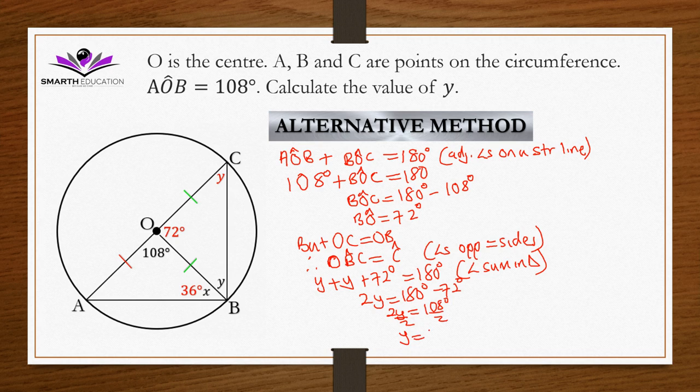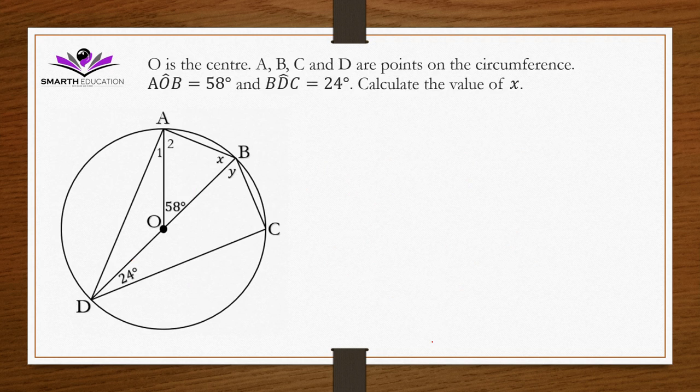So y is equal to 54 degrees. Do you see? You're getting the same answer. So someone could have found our y using that method. Okay, now let's try this one.